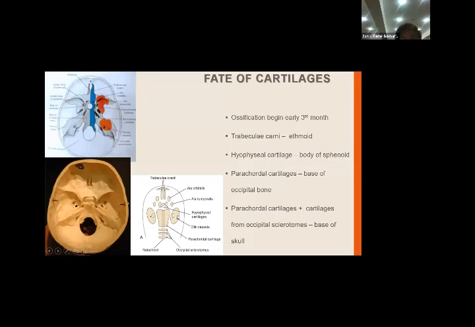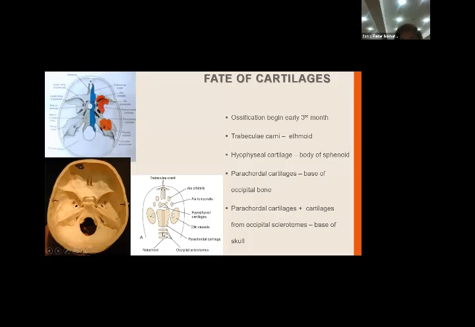So this part develops from hypophyseal cartilage. And then comes the parachordal cartilage. ये वाली, ये parachordal cartilage है midline में. ये इधर parachordal cartilages है. Parachordal cartilages form this part of the occipital bone, base of the occipital bone, ये वाला. ठीक है. ये part जो है ये स्क्लेरोटोम्स है, occipital sclerotomes. ठीक है, so this part develops from occipital sclerotomes.